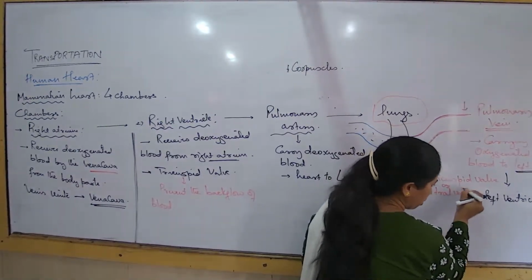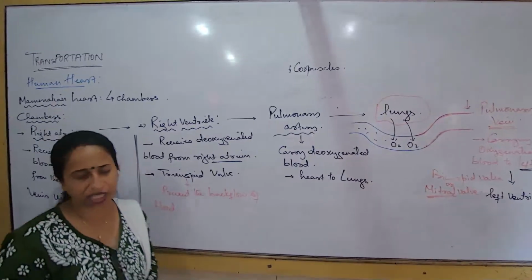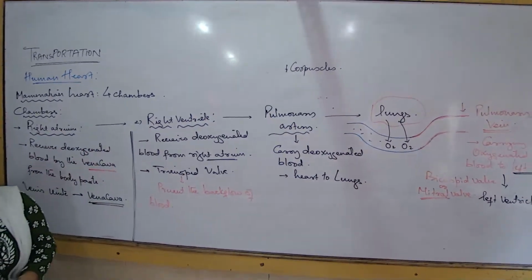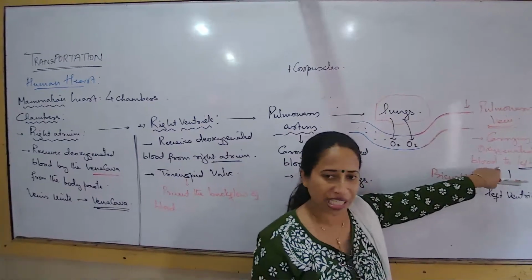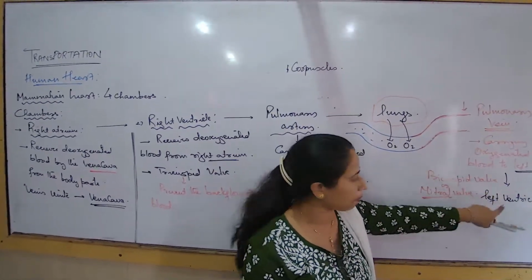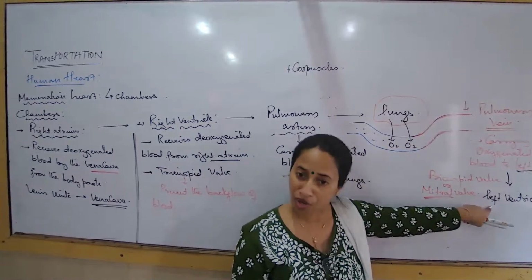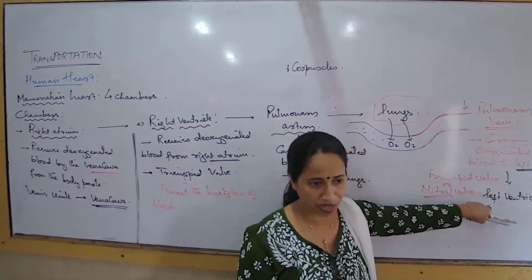Mitral valve is optional for you. If you remember, good. Otherwise, only bicuspid and tricuspid you can write. Not a problem at all. Now, once this left auricle fills in blood, it will push the blood, pour the blood into the next chamber, the left ventricle. But for that, the valve which should open up is the bicuspid valve.